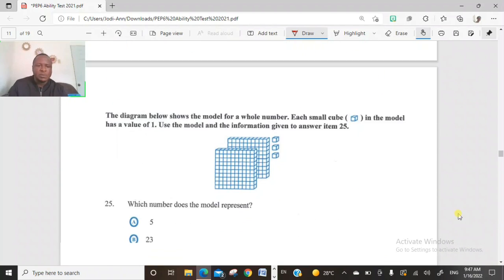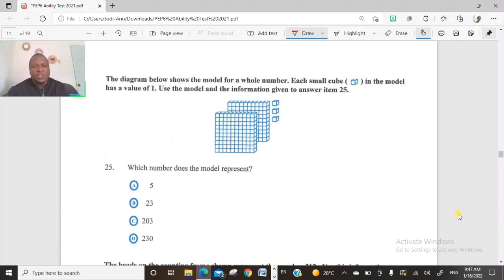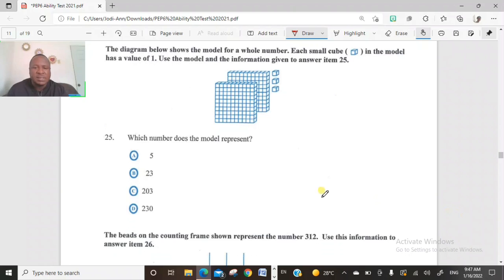Alright, moving on. The diagram below shows a model for a whole number. Each small cube in the model has a value of 1. Use the model and the information given to answer item 25. So let us check to see how many cubes. 1, 2, 3, 4, 5, 6, 7, 8, 9, 10. So 10 going across, and 10 going down. So that's 100 in each of these large ones.